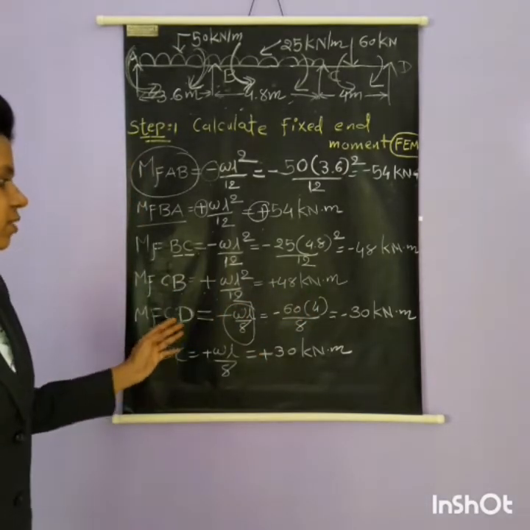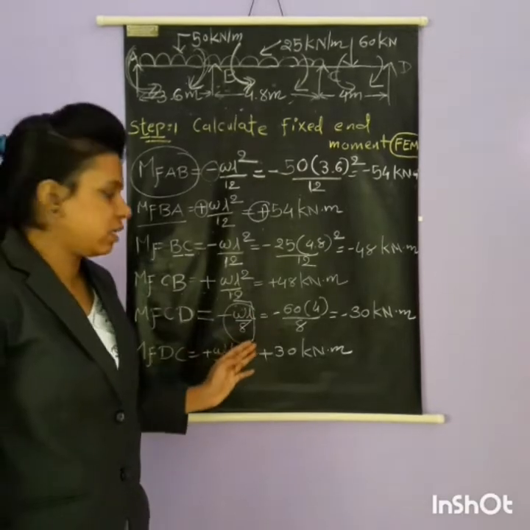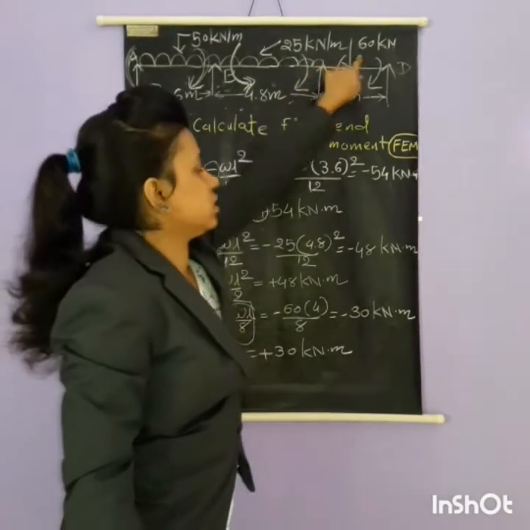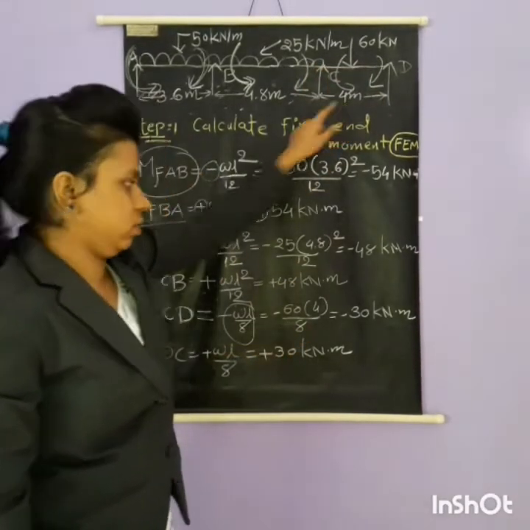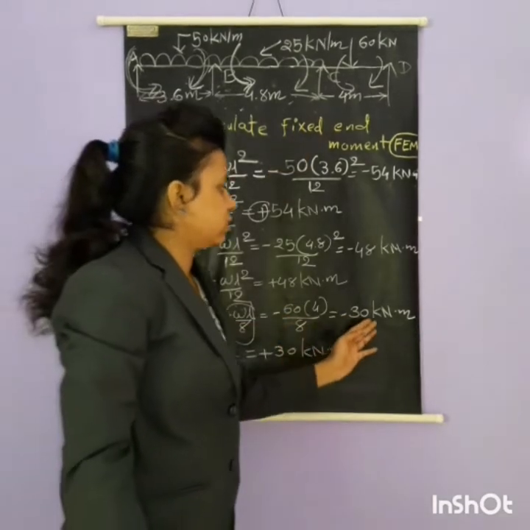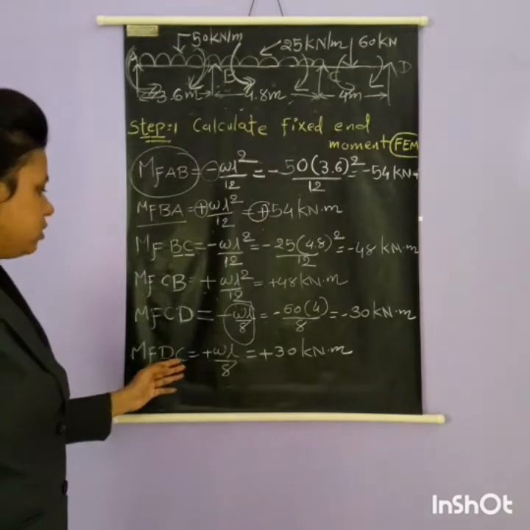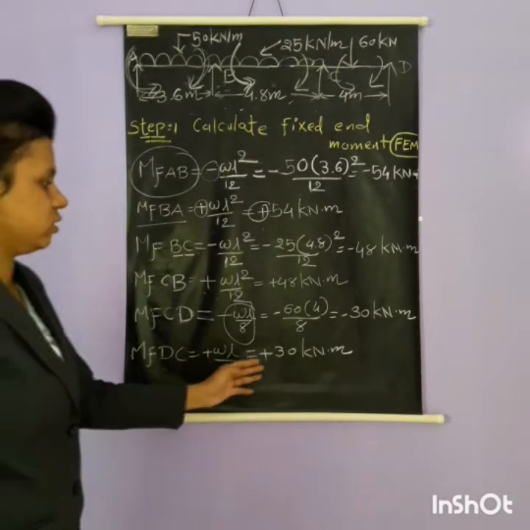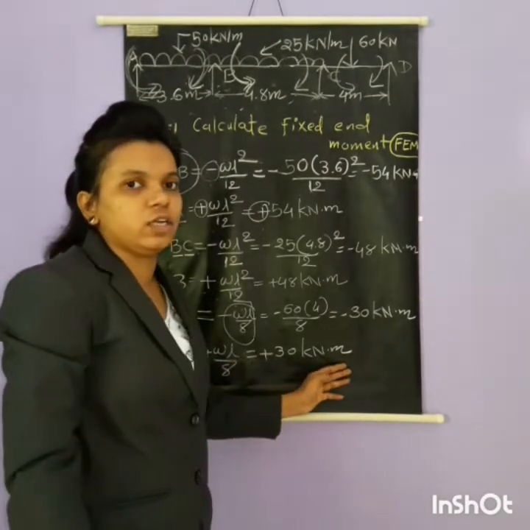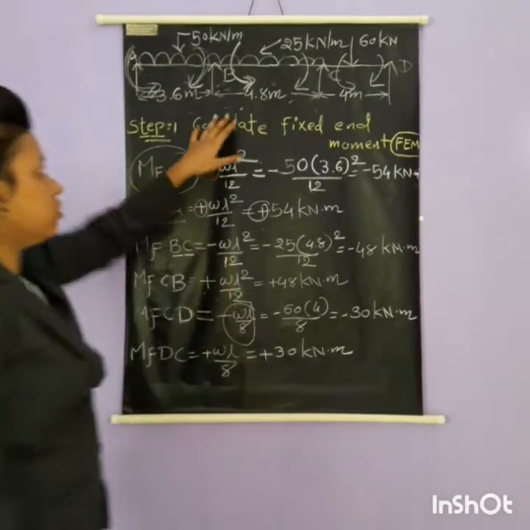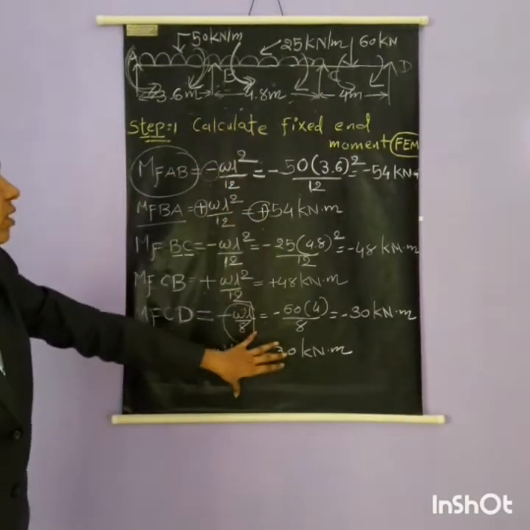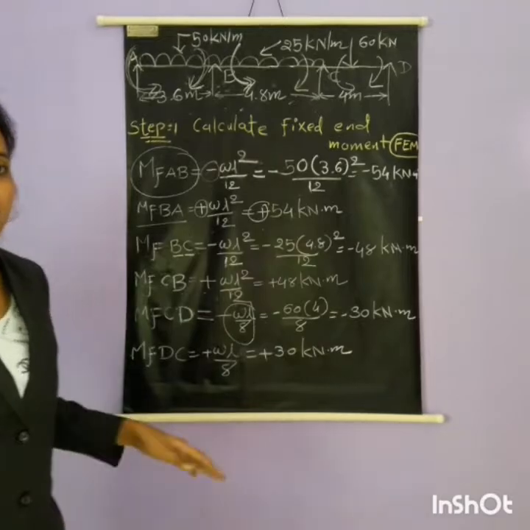Next is MFCD, which is minus WL by 8. W is equal to 60, L is equal to 4, and the answer will be minus 30 kilonewton meter. Next is MFDC, plus WL by 8, which is plus 30 kilonewton meter. Now the first step, fixed end moment, is complete.